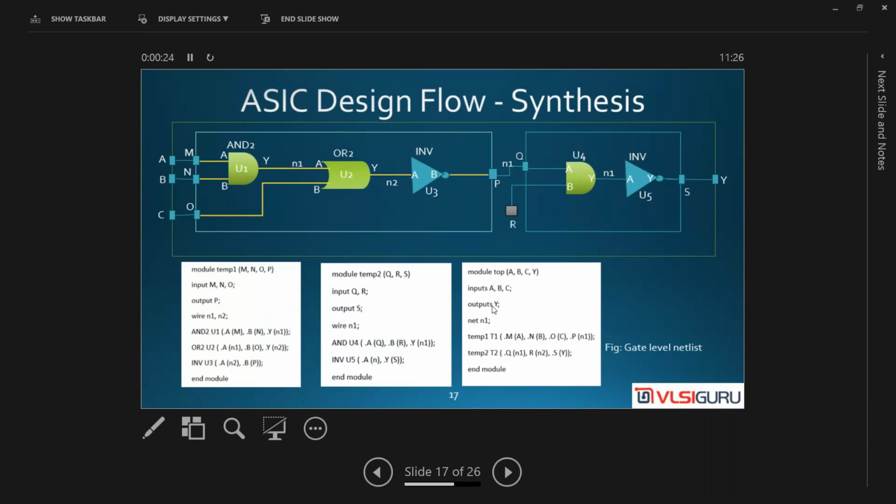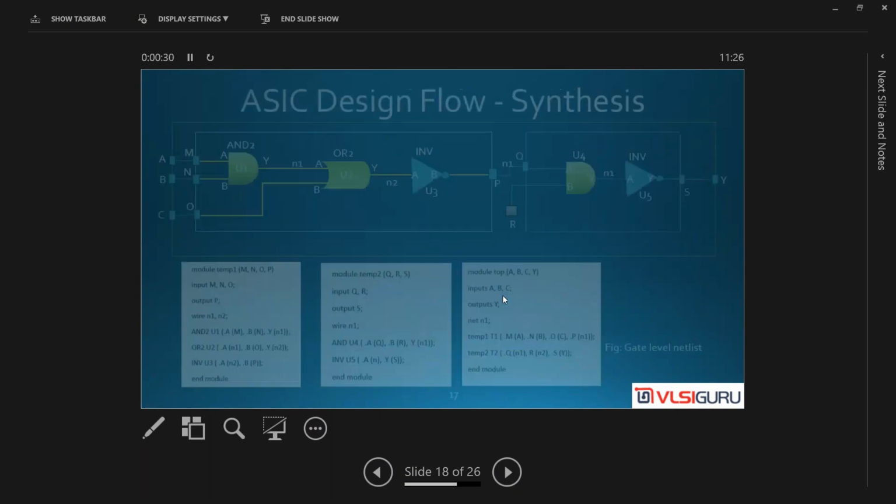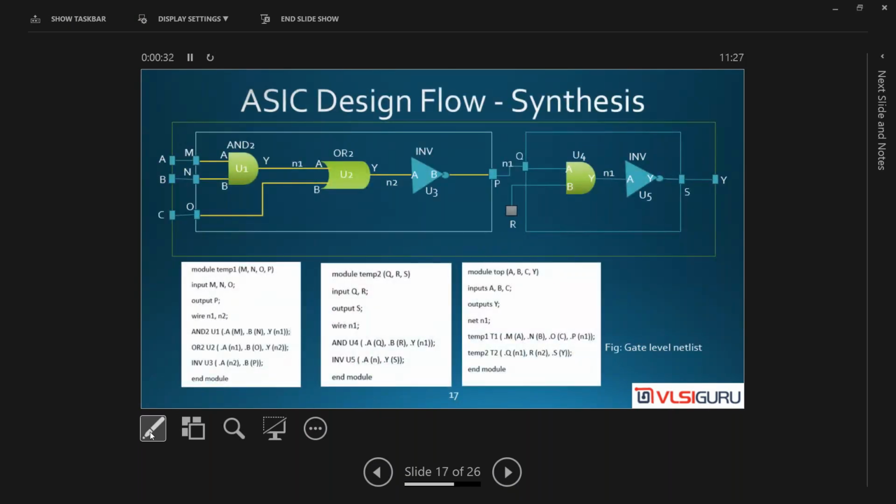Yeah. So see, this is a top module. First you see the top level module, right? This bigger rectangle is nothing but the top level module. You can see A, B, C, and Y. That's the input and output, correct? Now inputs A, B, C, output Y, net is N1.